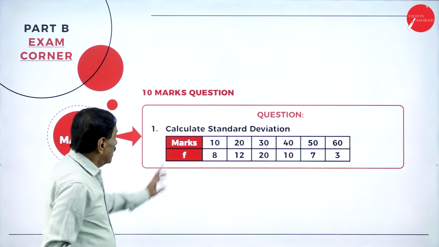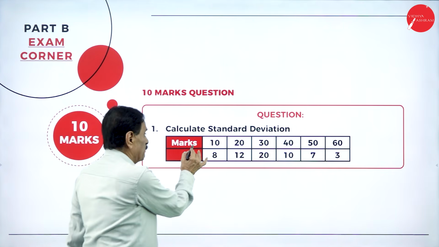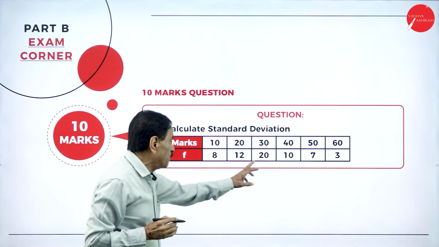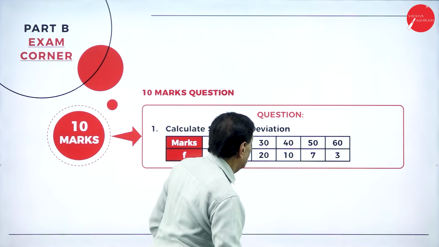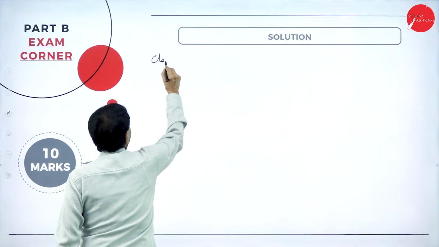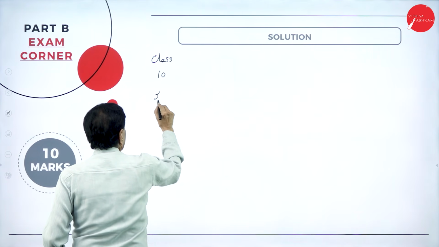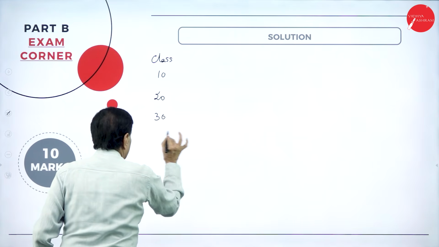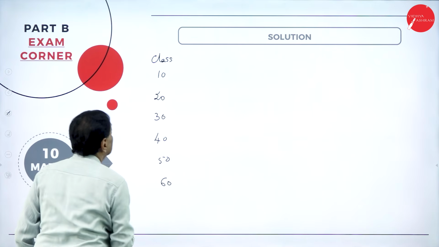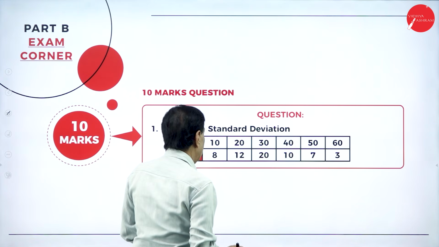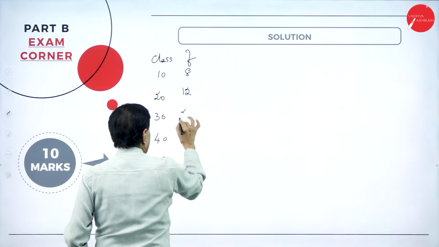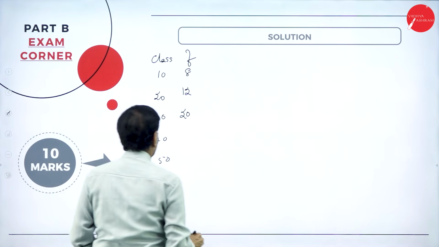10 marks question. Calculate standard deviation. Marks: 10, 20, 30, 40, 50, 60. Frequency: 8, 12, 20, 10, 7, 3. We'll move on. Class: 10, 20, 30, 40, 50, 60. Frequency: 8, 12, 20, 10, 7, 3.